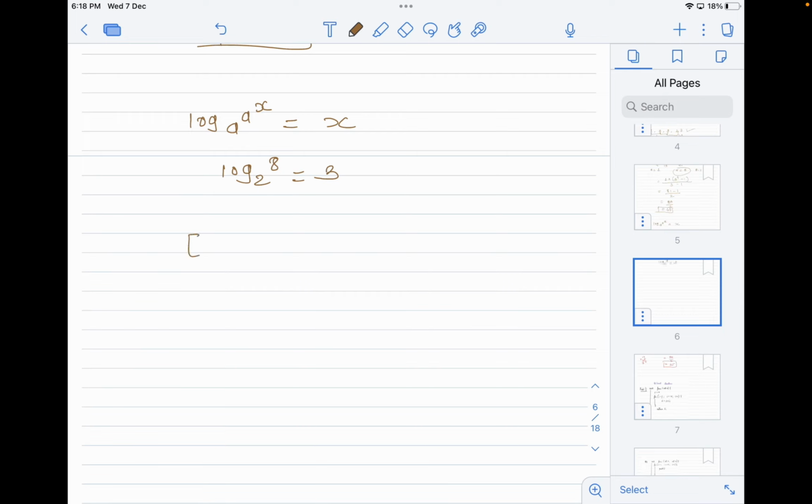And one more thing I have told you: suppose from 0 to 9 you have to count the total numbers in between. This is inclusive. How will you find it? The formula b minus a plus 1 should be remembered. So b is 9, minus 0, plus 1 is equal to what? 9 plus 1 is 10. So how many numbers are in between 0 to 9? This is nothing but 10.